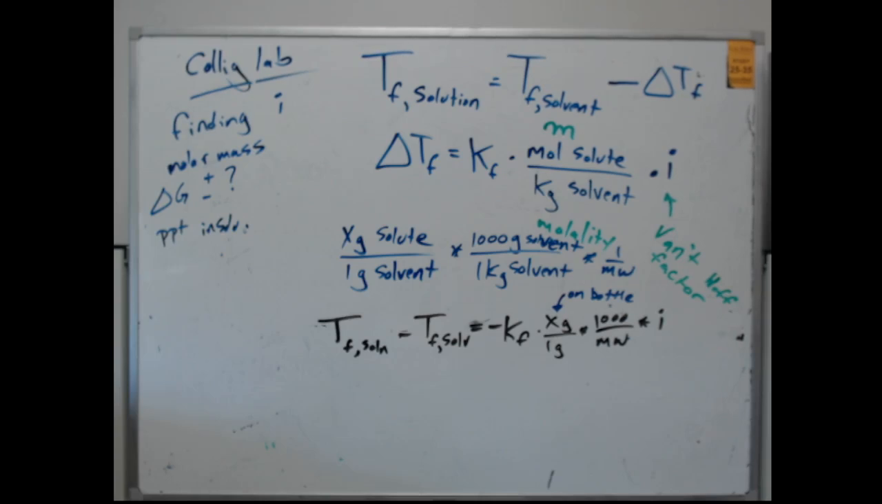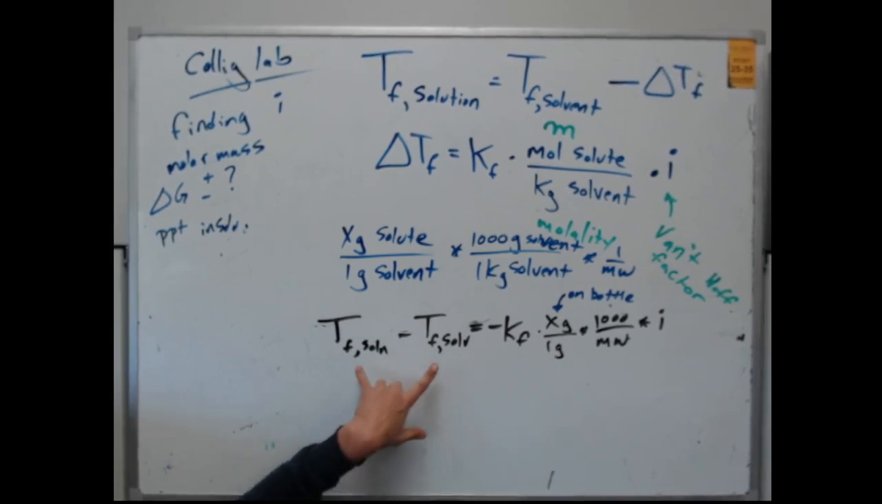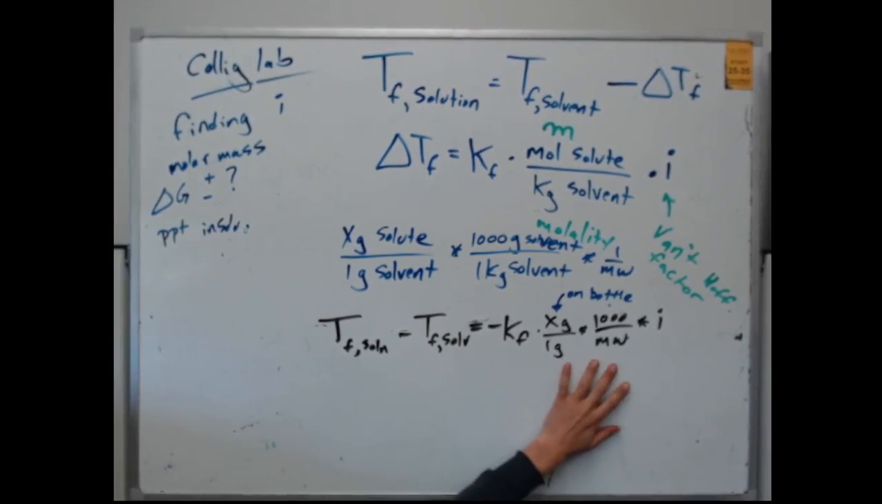And then the last experiment says we're now doing this for an unknown compound where we've got the concentration on the bottle. We're using the KF of water and measuring both temperatures. And we don't know the molecular weight, though.